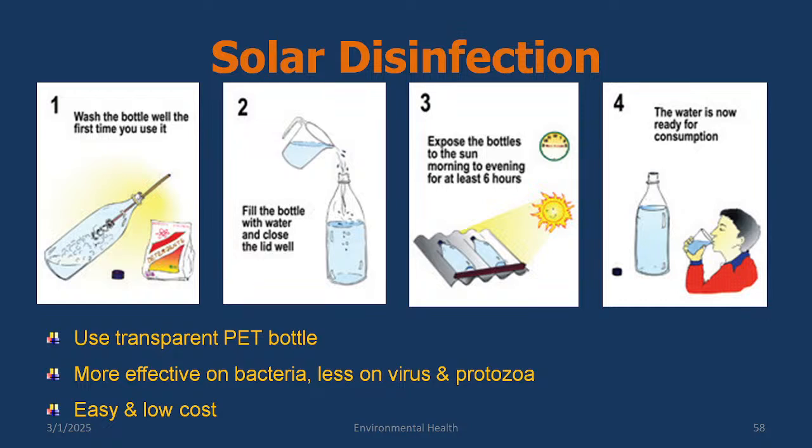So the bottle has to be transparent and a PET bottle. PET means the kind of plastic which is used is a very specific plastic. There is a module and booklet by UNICEF on how this has to be used. It's very easy, and very low cost. So it's better than boiling. Do you agree? Is it better than boiling?